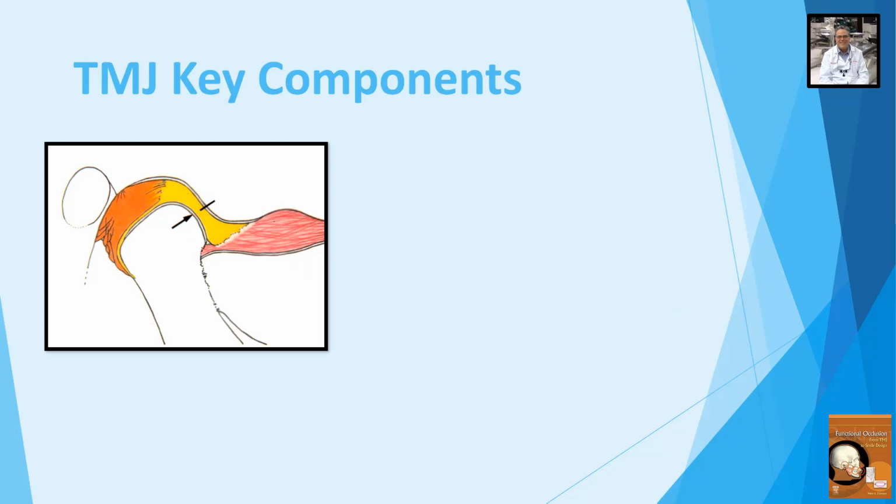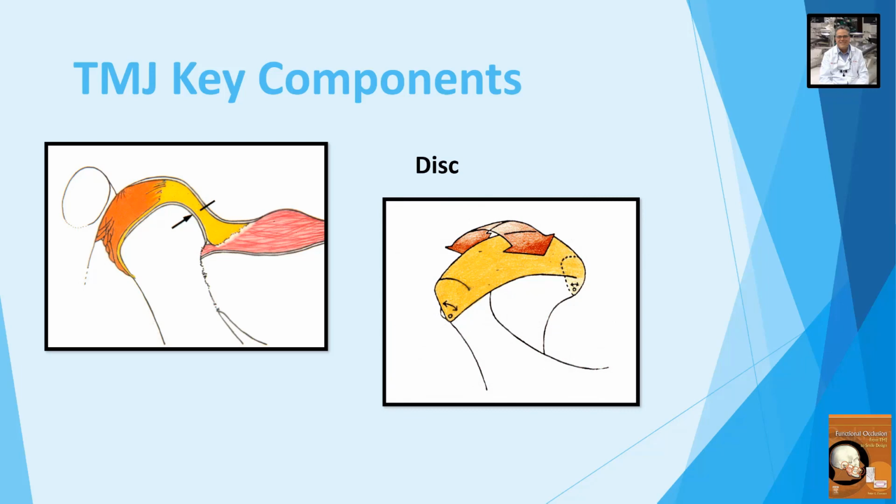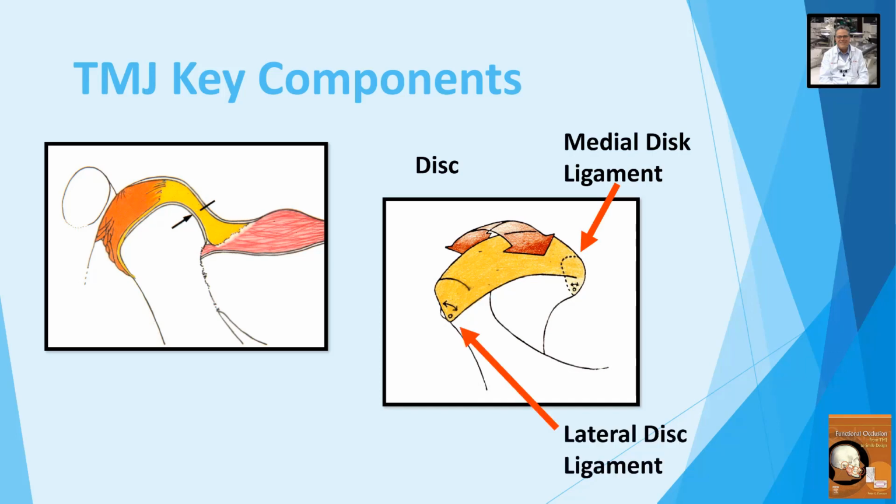Going further into the components, if we look at the disc, we'll see that there is a medial disc ligament and a lateral disc ligament, and these attach the disc to the medial and lateral poles, tethering them down on the sides. And notice that because it's tethered on each side, it allows for a rotational movement of the disc over the top of the condyle. Think of it as a bucket handle. You know how a bucket handle can rotate around?